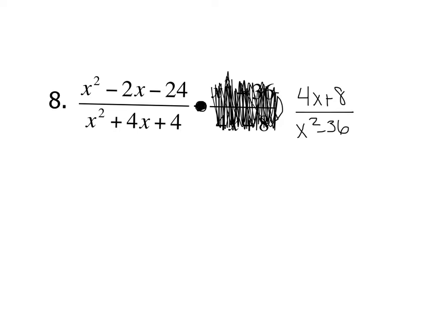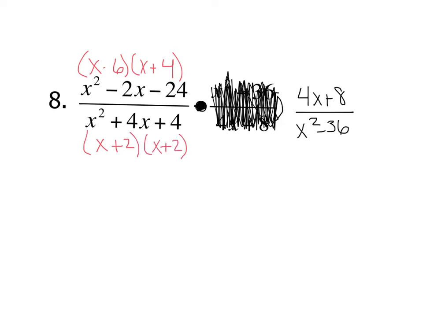So the top left here, we need numbers that multiply to be negative 24 and add to be negative 2. You should be able to get that that is negative 6 and 4. So I have x minus 6 and x plus 4. On the bottom, what multiplies to be 4 and adds to be 4 as well is only 2 and 2. So you've got x plus 2 and x plus 2.